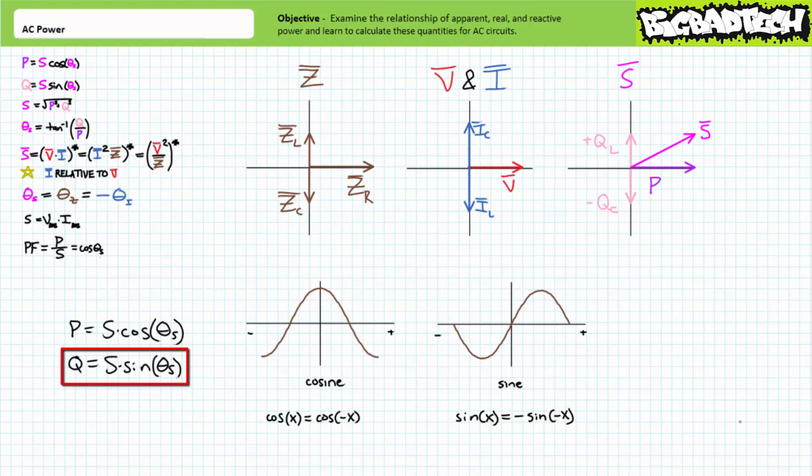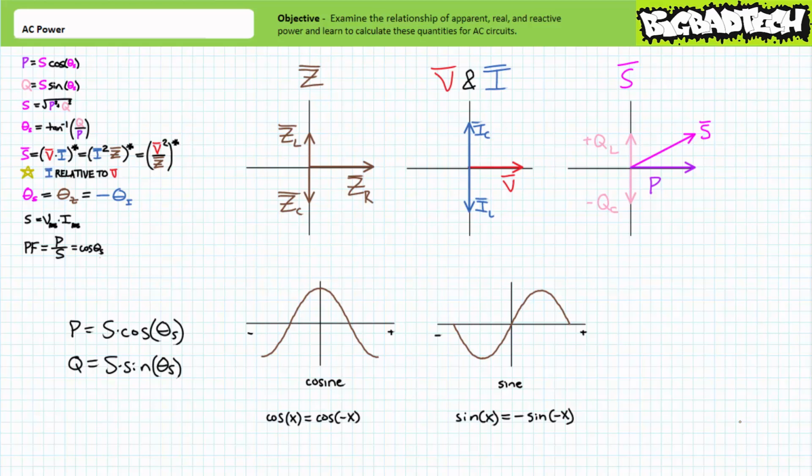This, however, is not true regarding reactive power, because calculating reactive power in terms of apparent power and vice versa makes use of the asymmetric sine relationship, where reactive power Q is equal to the magnitude of apparent power times the sine of the apparent power angle. Q equals S sine theta s. If you use an angle with the wrong sign, you'll get the wrong sign for reactive power.